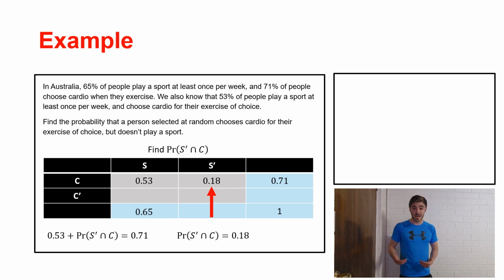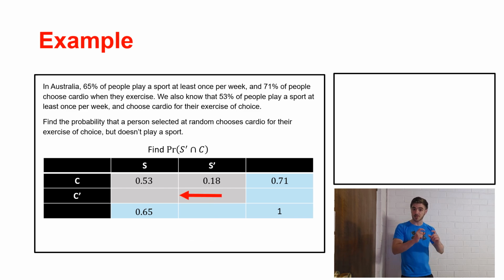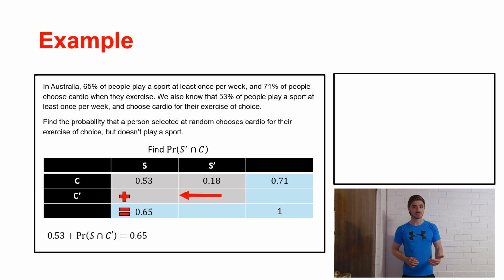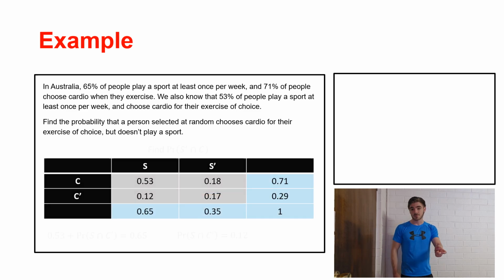Now, we have our answer, but if you want to fill out the rest of the table, then you can absolutely do so. A natural place to continue would be to look at that first column. 0.53 plus that intersection needs to add up to give 0.65. Once again, you're just going to rearrange for that intersection, and that'll give you that answer. See if you can fill out the rest yourself. Here's the completed one for reference.